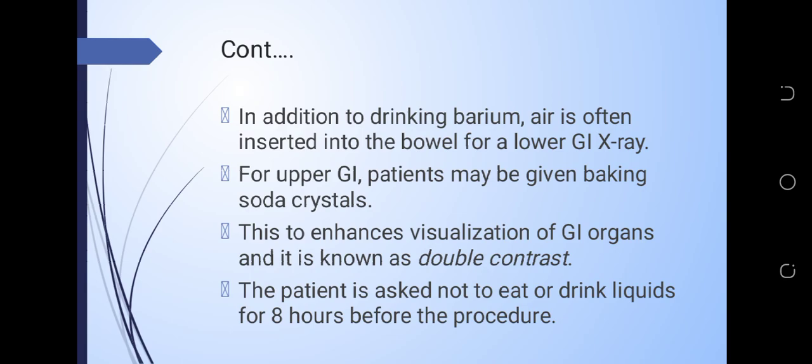In addition to drinking barium, air is often inserted into the bowel for a lower GI tract X-ray. For the upper GI, patients may be given baking soda crystals. This enhances visualization of the GI tract organs, and this is known as the double contrast procedure. So if barium is used together with another substance, it is known as a double contrast procedure. The patient is asked not to eat or drink liquids for 8 hours before a barium procedure is done.